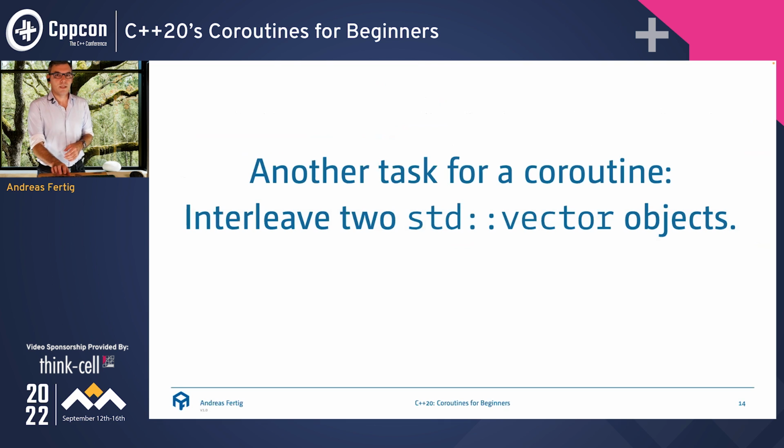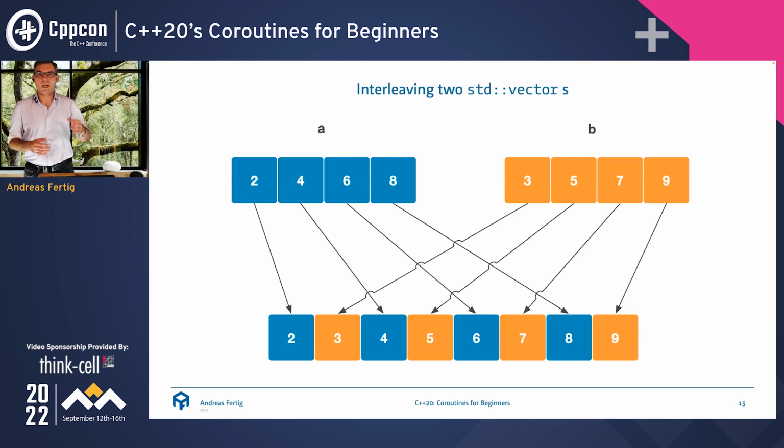All right, so that brings us to a task. We already saw one, so are you up for another task for coroutines? And that's interleaving two std::vector objects. Okay, so the vision here is I have a std::vector A with the values 2, 4, 6, and 8, and the vector B with the values 3, 5, 7, and 9. And I want to print them out interleaved.